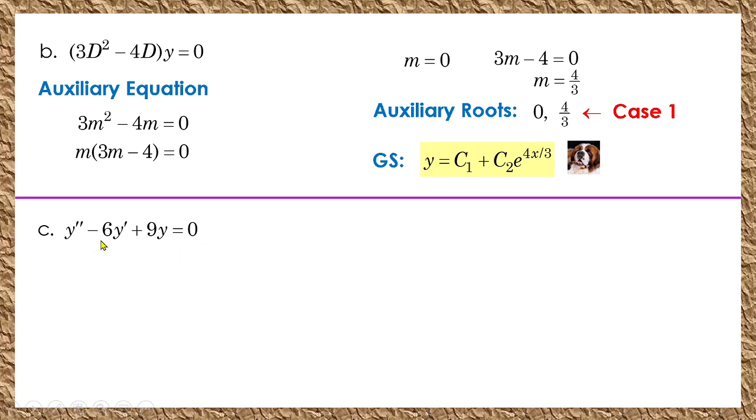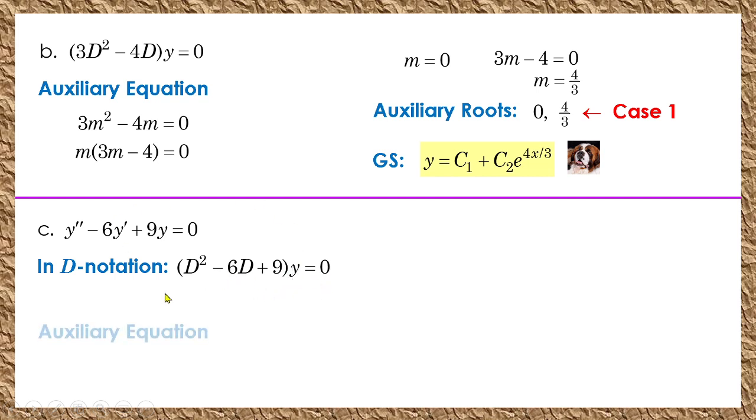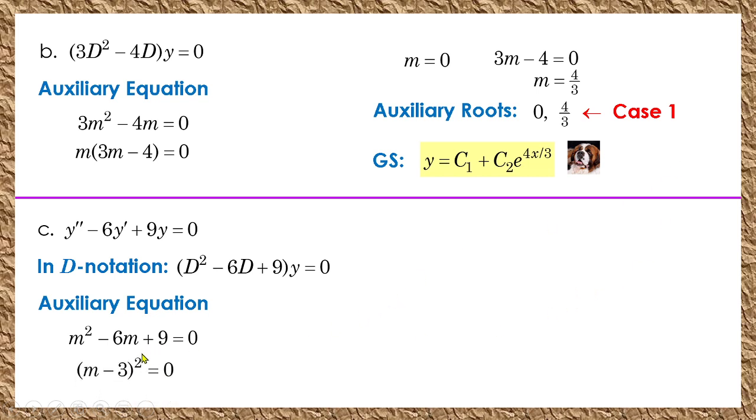So y double prime minus 6y prime plus 9y equal to 0. In D notation, D squared minus 6D plus 9 applied to y equal to 0. Hindi yan multiplied by y. Auxiliary equation, m squared minus 6m plus 9 equal to 0. (m minus 3) quantity squared equals 0.